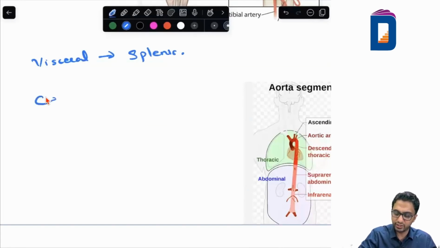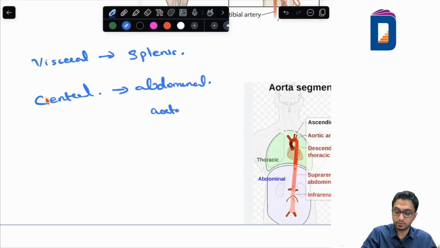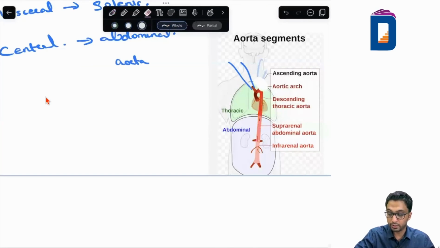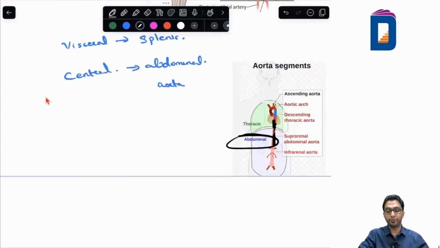The most common central vessel undergoing aneurysm is something which you will learn in surgery also. The central vessel is the abdominal aorta. So what is the abdominal aorta? You have your ascending aorta going up, you have your descending aorta. This descending aorta further comes down and gives rise to the abdominal aorta. I should have been a little more correct here. You have your descending aorta here, then thoracic, then abdominal. So this is the most common central vessel, just to know.